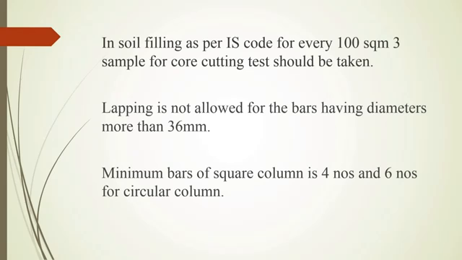In a column, lapping is provided for connecting two reinforcements, but it is not allowed for bars having diameters of more than 36 mm. The minimum number of bars is 4 for a square column and 6 for a circular column. This is the minimum number of bars required in column construction.